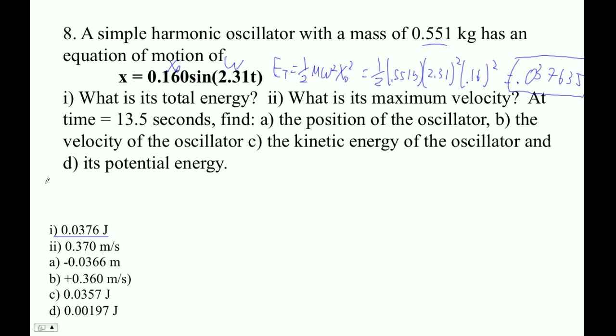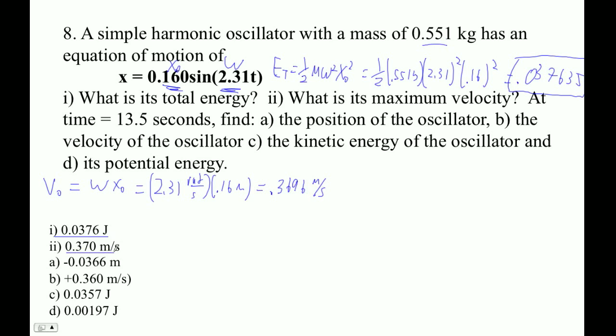The maximum velocity is just going to be V naught equals omega x naught, right? I'm tired of deriving that formula. So that's going to be 2.31 radians per second, because that's our omega right there, times x naught, which is this guy, 0.16 meters. So 2.31 times 0.16. Let's store that in J. And I get 0.3696 meters per second, which we'd have to write like that, right?